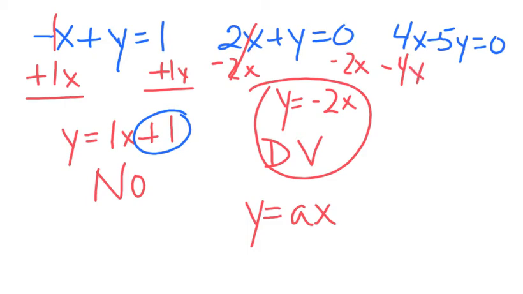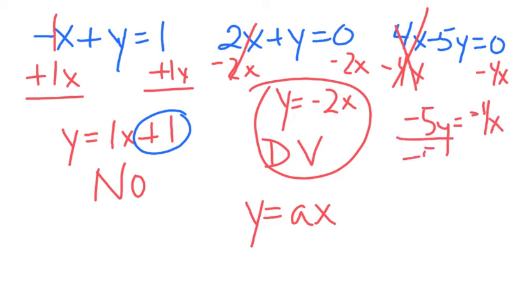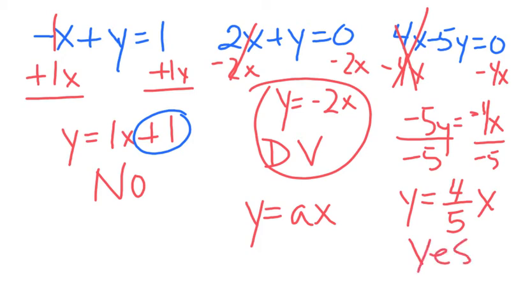Negative 4x, negative 4x. That cancels. That leaves negative 5y equals negative 4x. Divide by negative 5. Divide by negative 5. So y equals positive, because negative divided by negative, 4/5 x. Is that direct variation? Yes, because there's no b.